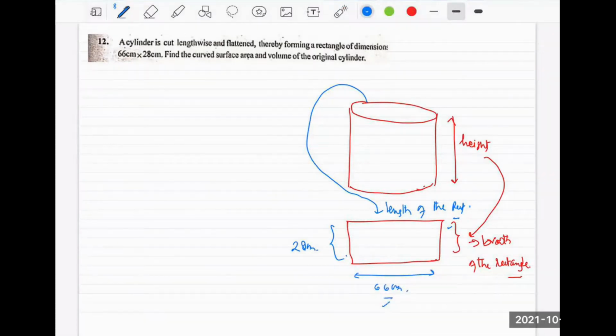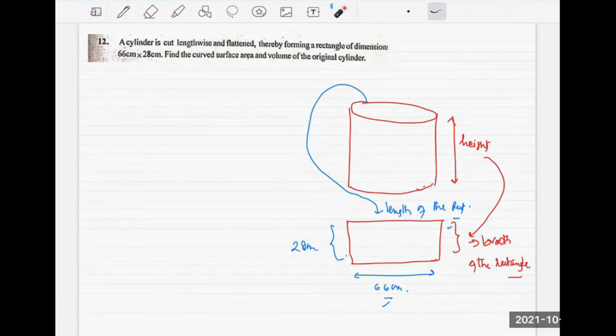Okay. The question wants us to find the curved surface area and the volume of the original cylinder. This rectangle is formed from the cylinder. So for the cylinder, nothing is given. We don't know the radius. We don't know the height. But when you cut it and flatten the cylinder, we obtain a rectangular shape, and the length and breadth of the rectangular sheet are given. The question wants to know the curved surface area and volume of the cylinder.